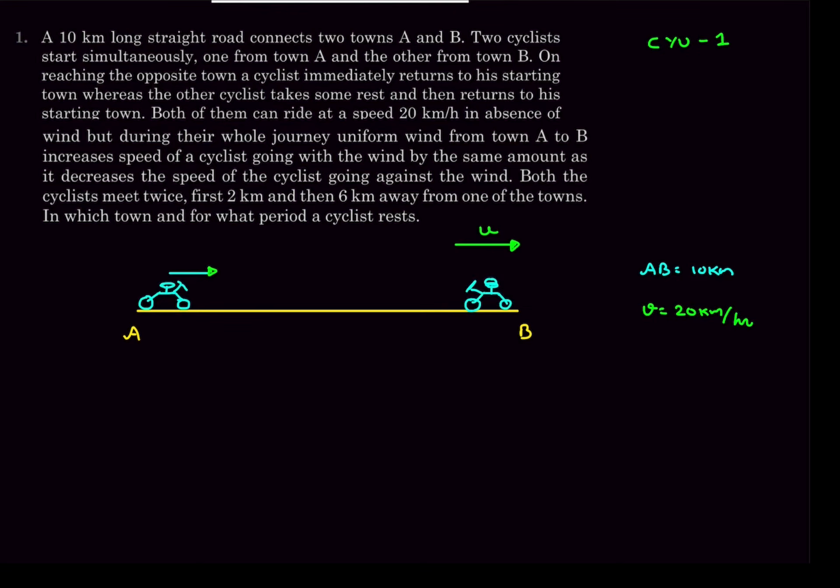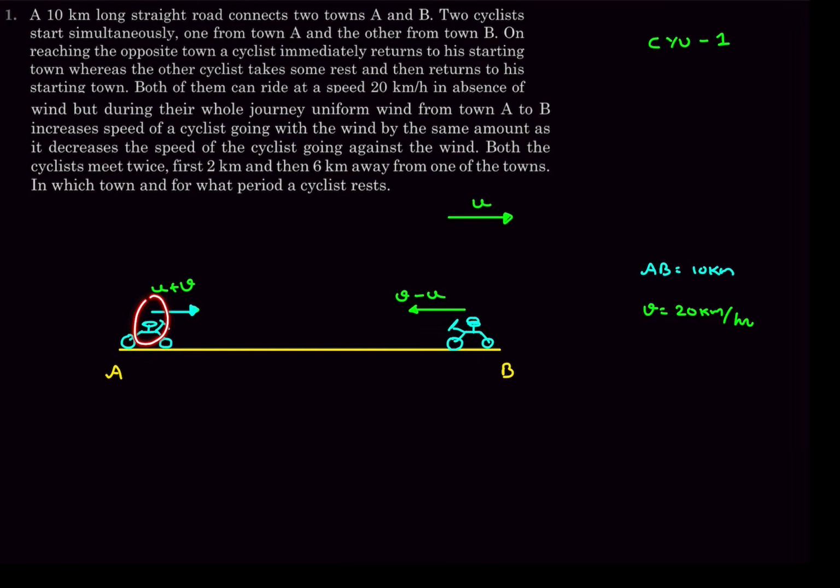Now the guy riding from town A to town B will ride with a speed of U plus V because he is riding with the air, right? And this is just concepts of relative velocity. The wind speed direction and the riding direction are both the same, so we'll just add the velocities. And the guy who's riding against the wind stream will have a speed of V minus U. And so basically the guy riding from A to B will have a greater speed, right?